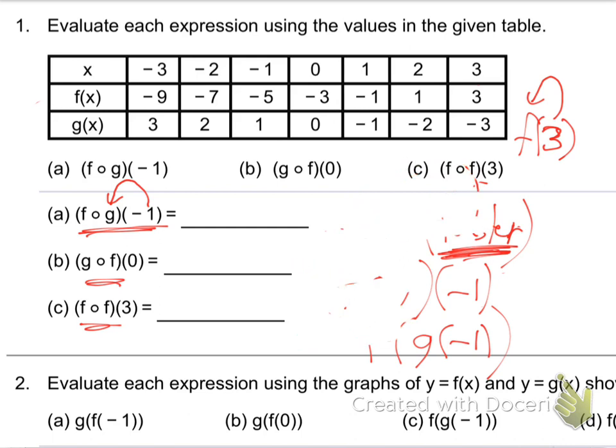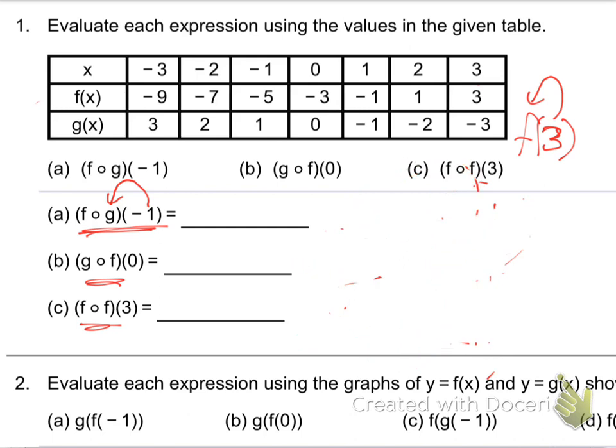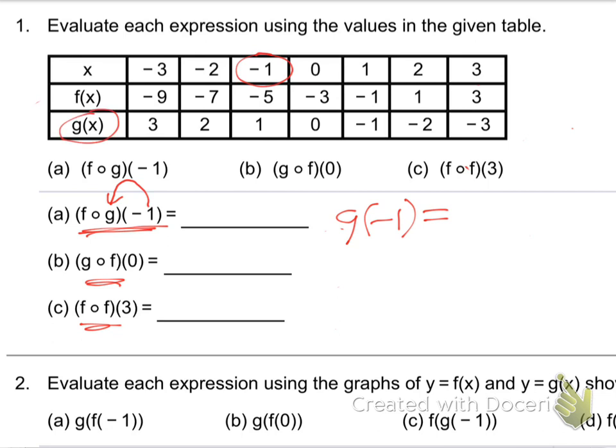-1 into g. That's where we begin. We're going to pass through both functions. So what is g of -1? What happens when we put in -1? You find -1 up here in the top row, your input. You find your function g. We're putting -1 into g. You go across and down. Out comes a 1.